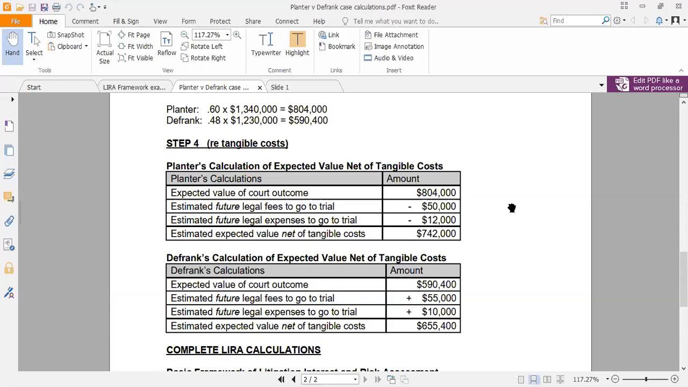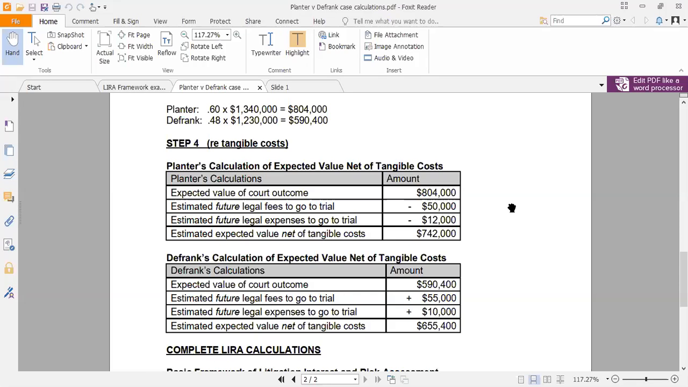And so if you deduct the $50,000 and the $12,000 from the $804,000, the estimated expected value net of tangible costs is $742,000. In other words, if you just look at the dollar amounts, under these assumptions the plaintiff would be just as well off to accept a settlement today of $742,000 as compared to going to trial and getting a verdict of $804,000.